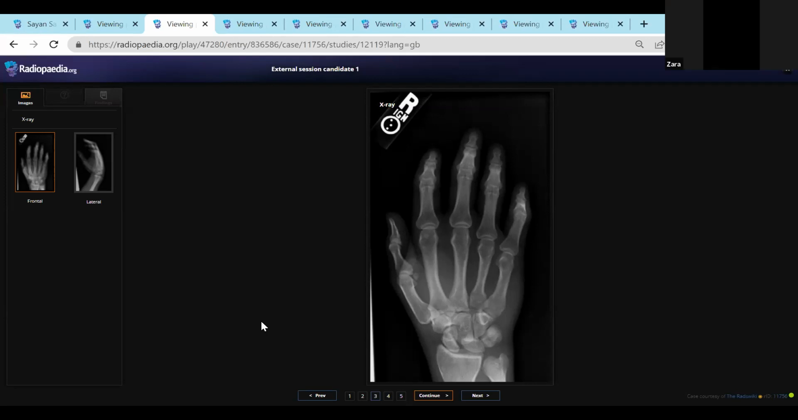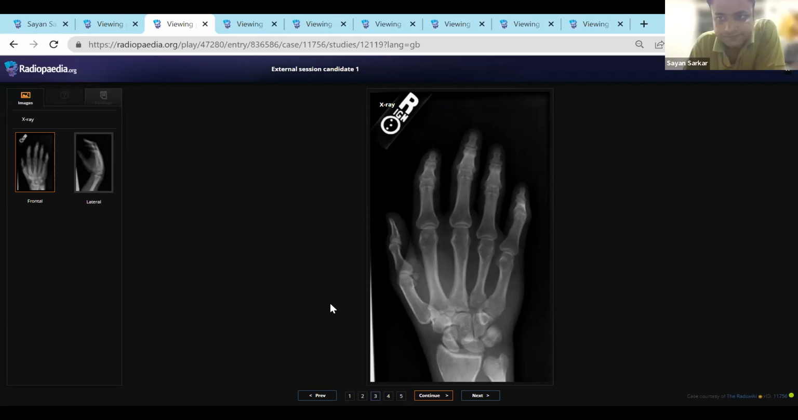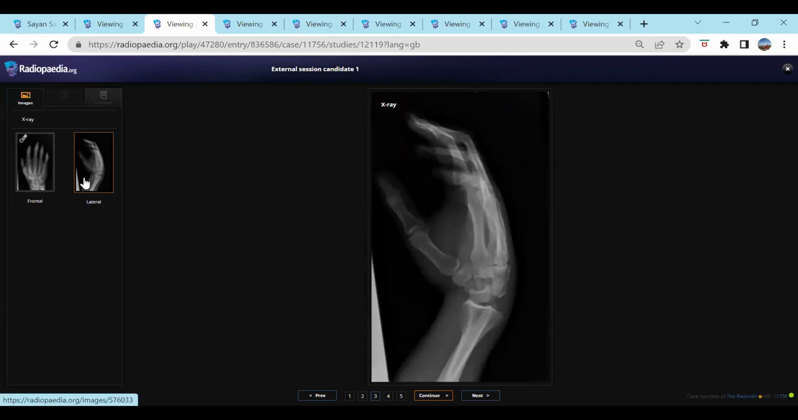Okay, you can see the lateral projection. I think you have control. You have control, right? Or should I click it for you? Yeah, click it. I think I'm unable to click it. Okay, fine.